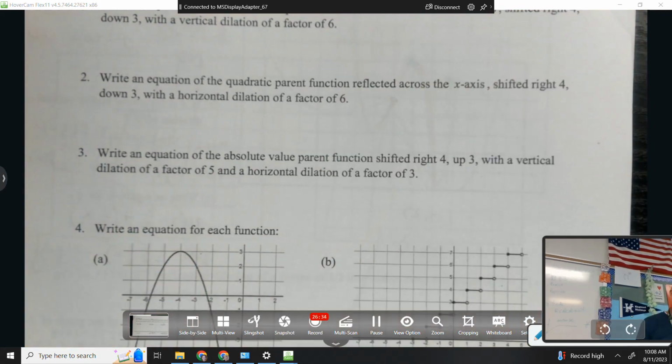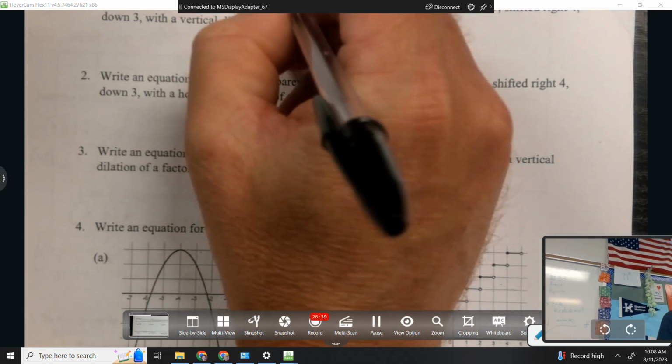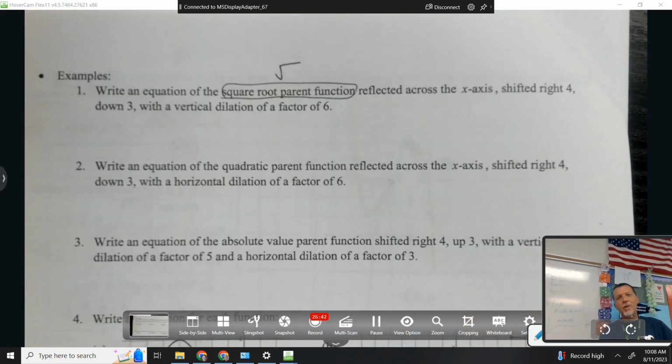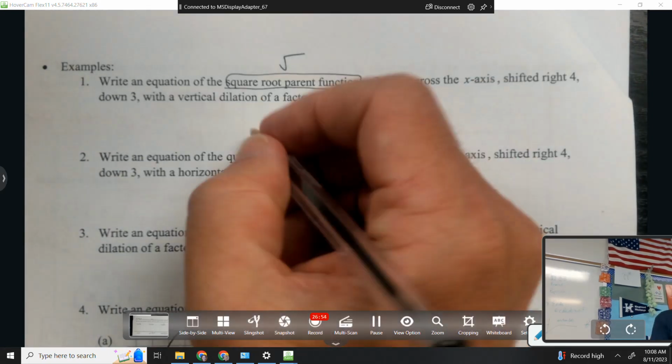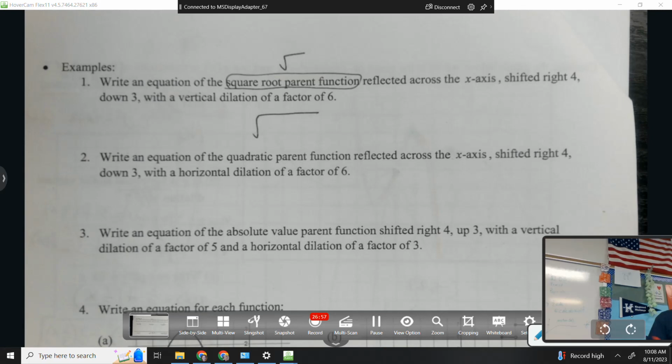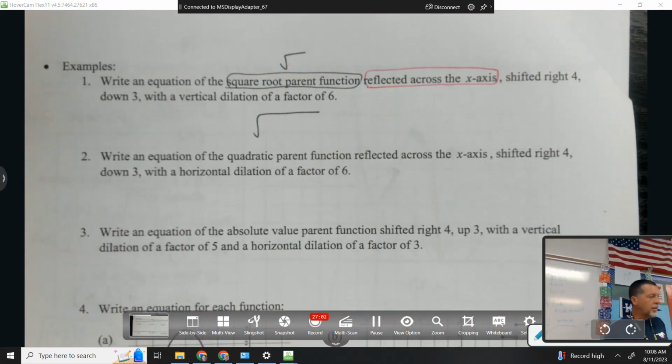Write an equation of the square root parent function. My favorite mistake on this part is to get all the reflections and translations right, but do squared or absolute value instead of square root. It's like, get the easy part right. Square root reflected across the x-axis. So I know I've got a square root. How do I accomplish reflected across the x-axis? Across the x-axis, that's an up and down, so that's going to be an outside negative.